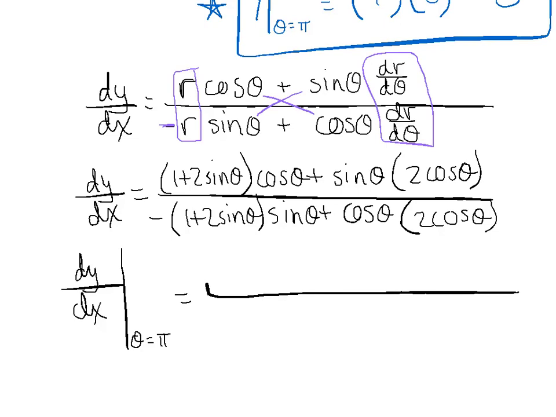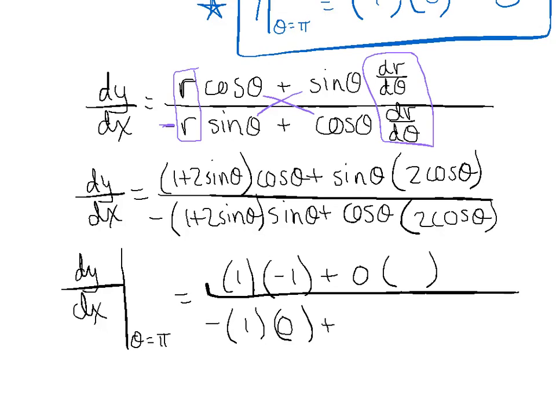Okay, let's see. I love the fact sine of pi is 0, so that gives us a 1. Cosine's -1 plus 0 times something, which doesn't matter. Let's see. I get a 1 times a 0. Let's see. We get a -1 times a -2. Okay, clean it all up. I think we've got -1 over -2, which is 1/2. So we've got a slope of 1/2.